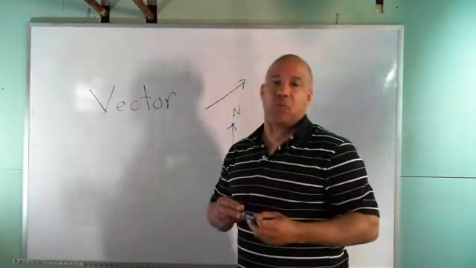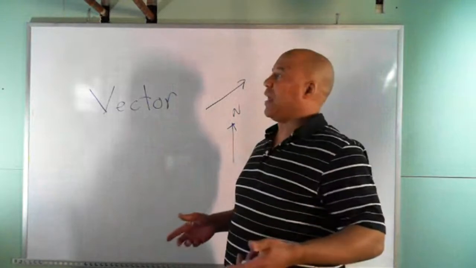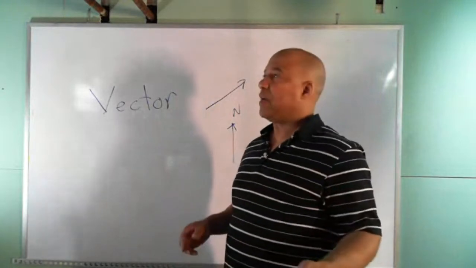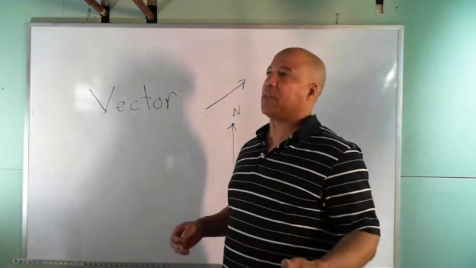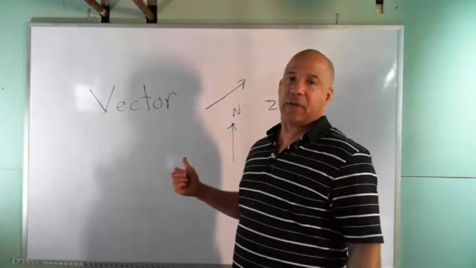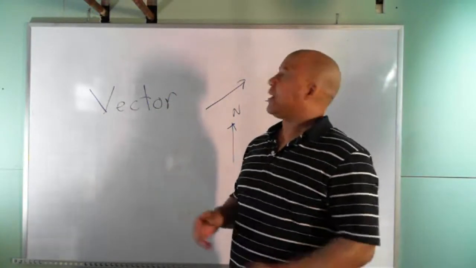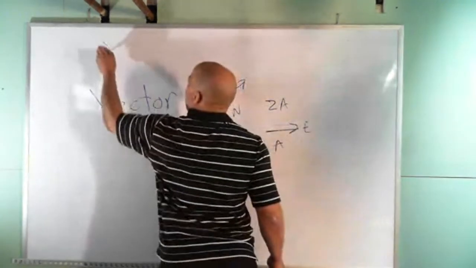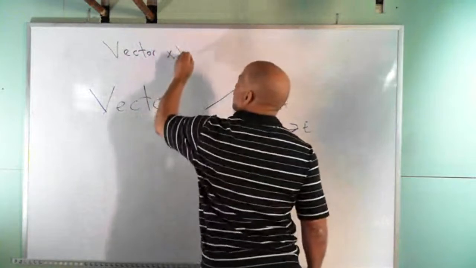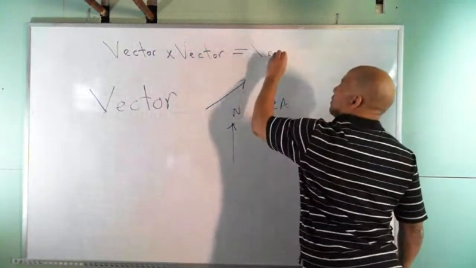Well, if anybody has worked with vectors before, you know that you can do math with vectors. And when you do math with vectors, you can add vectors together, you can subtract vectors, anything you can do with regular arithmetic, you can pretty much do with a vector. Now when it comes to multiplying vectors though, it's interesting. Because sometimes you multiply a vector times a vector, and you get another vector.